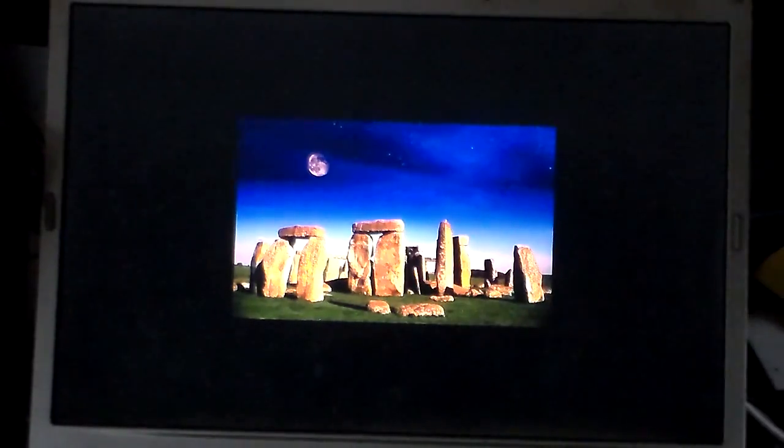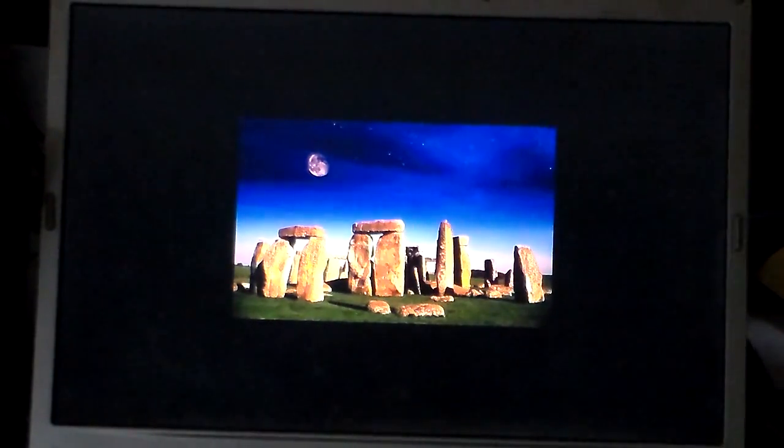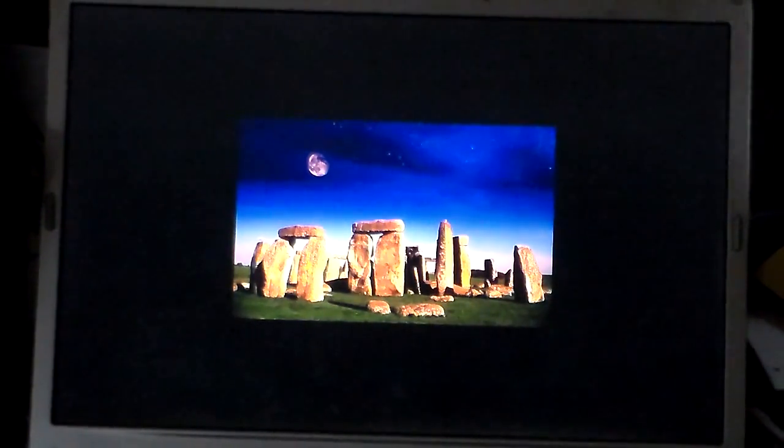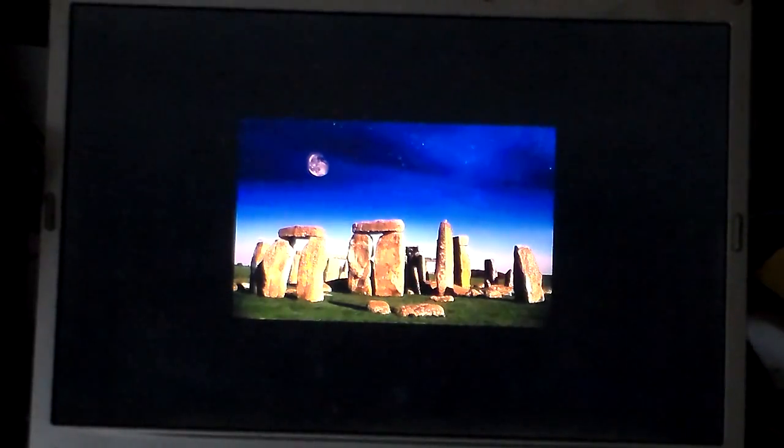Now this is Stonehenge, the most famous of these, and it's connected to Glastonbury, which is another megalithic site, where the Catholics built a cemetery and bury the descendants of the Nephilim.